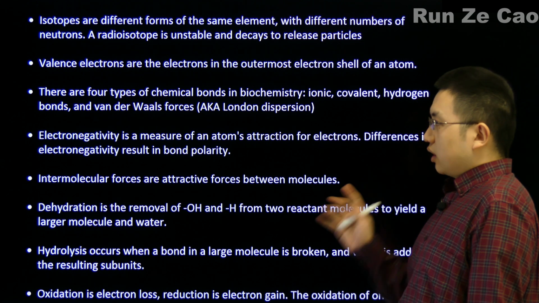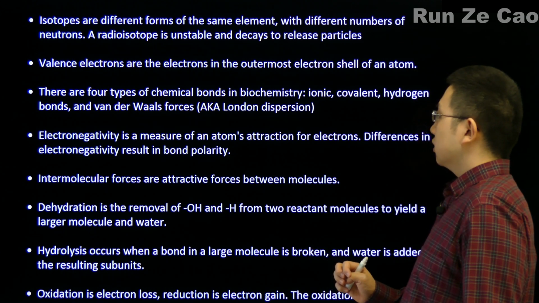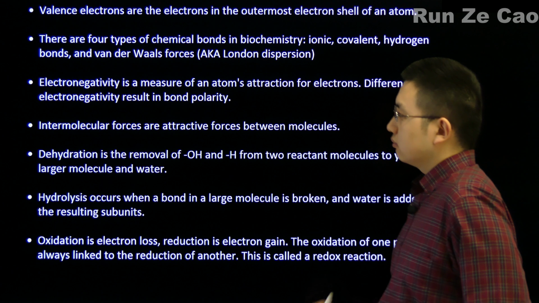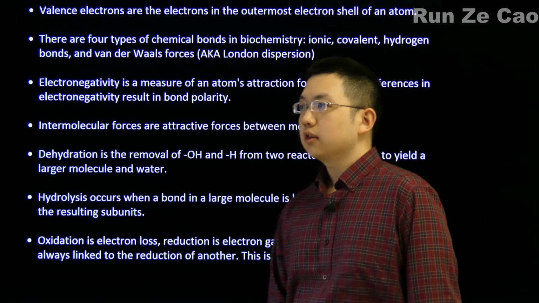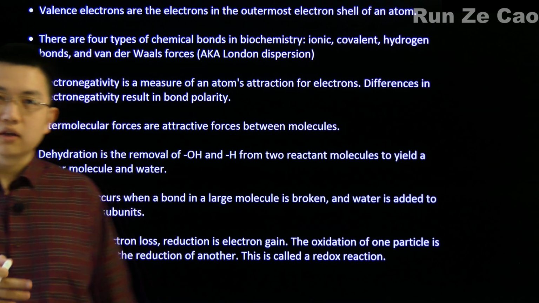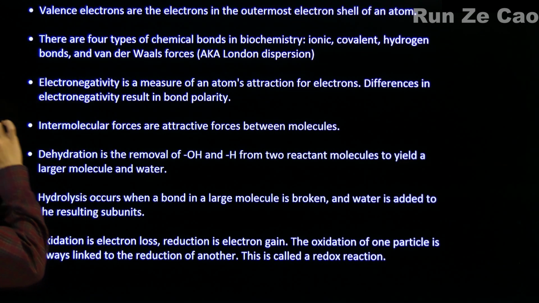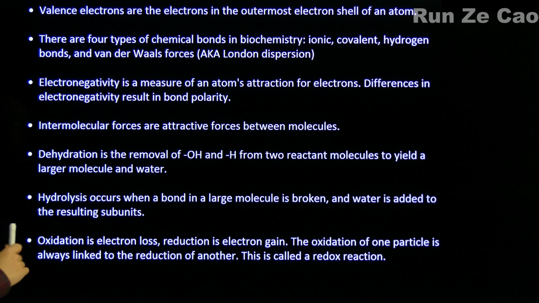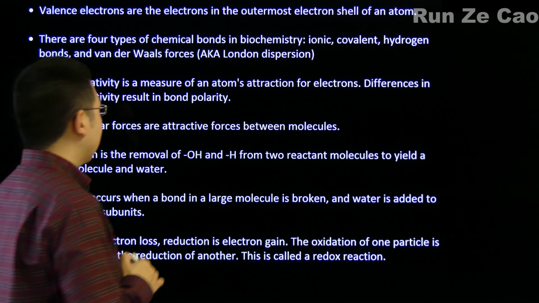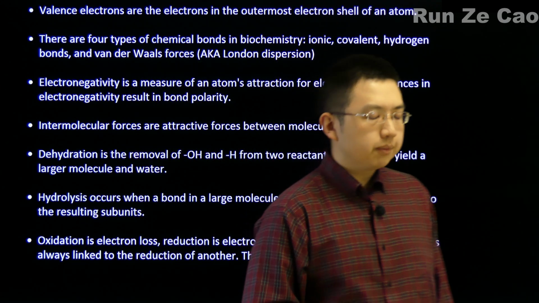There are 4 types of chemical bonds in biochemistry: ionic, covalent, hydrogen bonds or dipole bonds, and van der Waals forces / London dispersion forces. Names may vary. Electronegativity is a measure of an atom's attraction for electrons, and differences in electronegativity result in bond polarity.